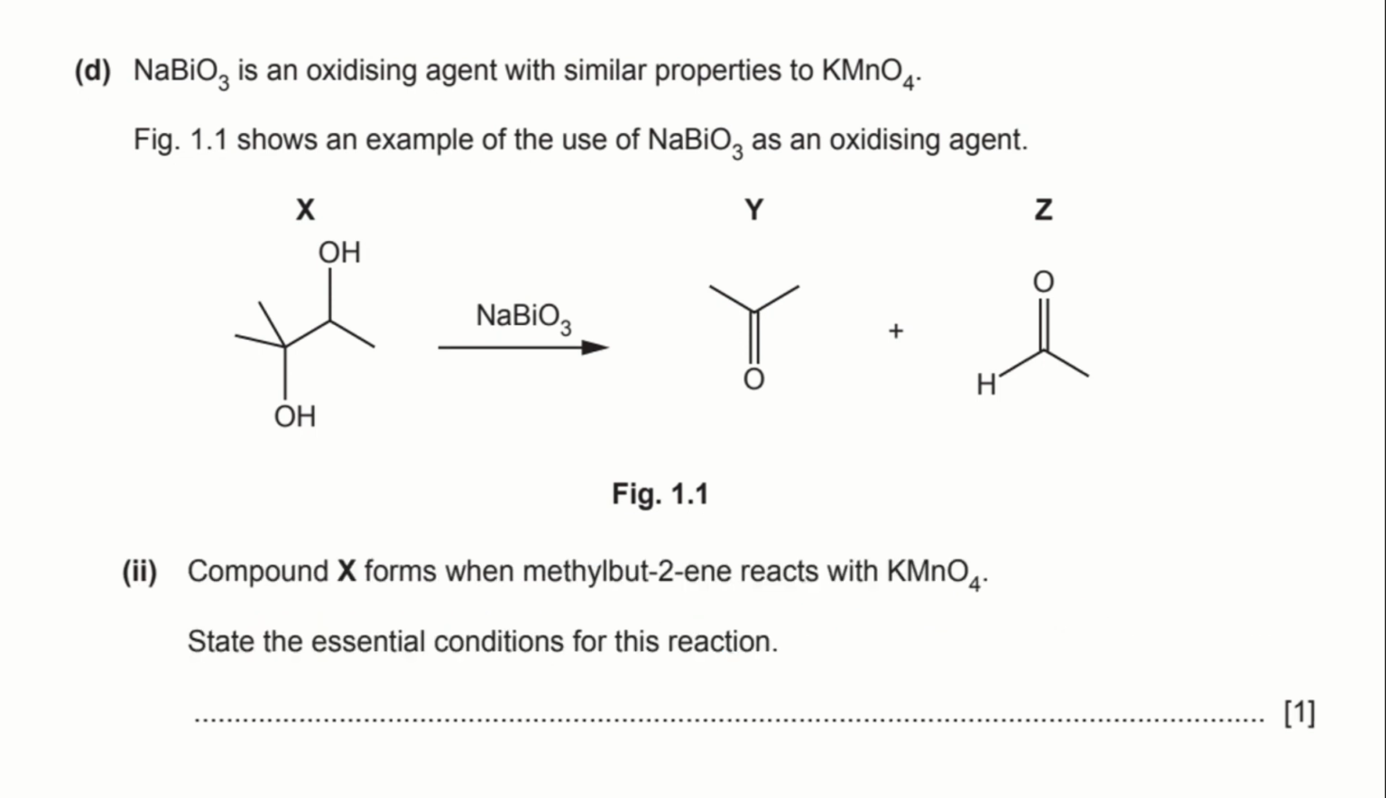In part 2, it's about a reaction that is forming X. Compound X forms when methylbutene reacts with potassium manganate 7. So let's write the structure of methylbutene and see how it forms X. Butene means I have 4 carbon. Double bond is between carbon 2 and 3. And then I have a methyl group here.